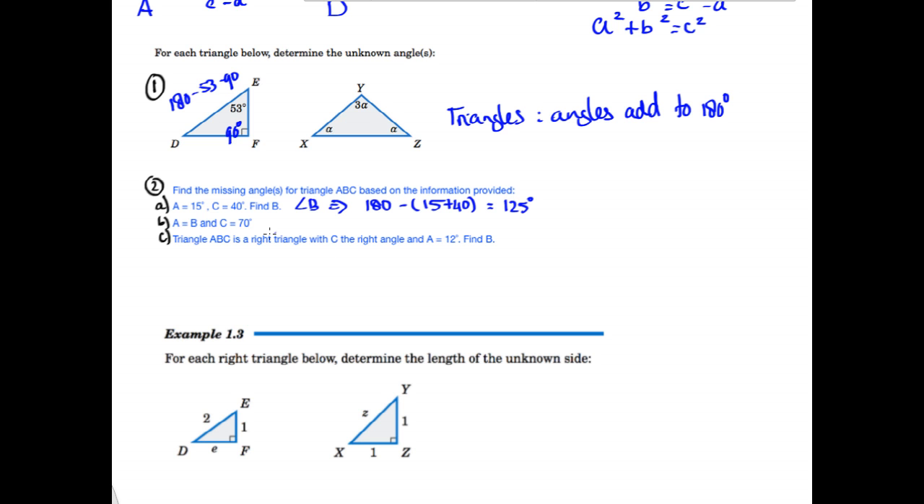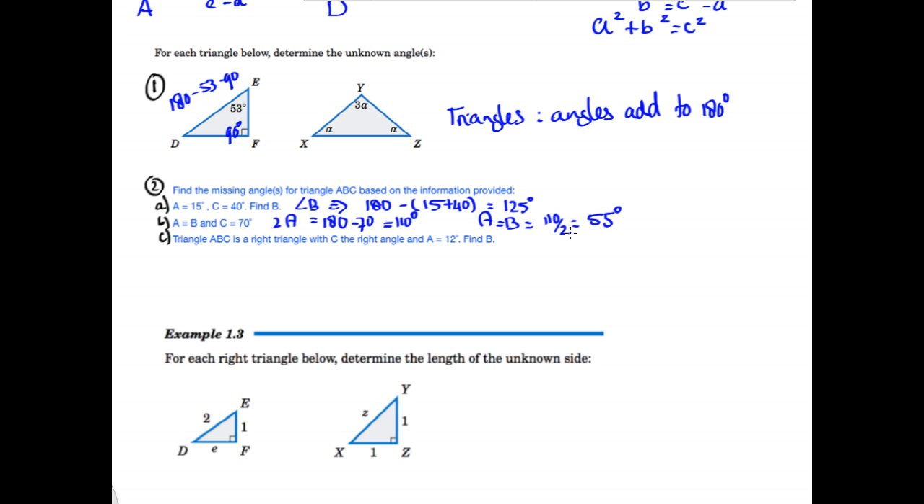Okay, next one says A is equal to B and C is 70. So if A is equal to B, then let's just say that we take two A's and we should be able to find two A's, right? So 2A's would be equal to 180 minus 70, which is 110. That means that A, which is equal to B, is 110 divided by 2, which is 55 degrees. So both A and B must be 55.